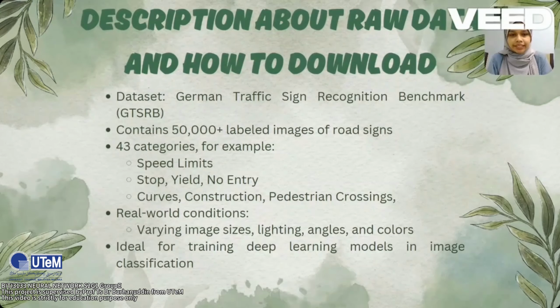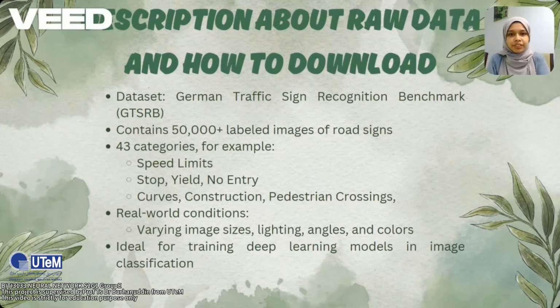Thank you. Assalamualaikum, my name is Nur Najwa and I'm going to present about this question about raw data. So here, our dataset is the German Traffic Sign Recognition Benchmark. It contains over 50,000 labeled images of road signs, which have 43 categories, for example speed limit, stop, yield, no entry. It is a real world condition because it has varying image size, lighting, angles, and colors.